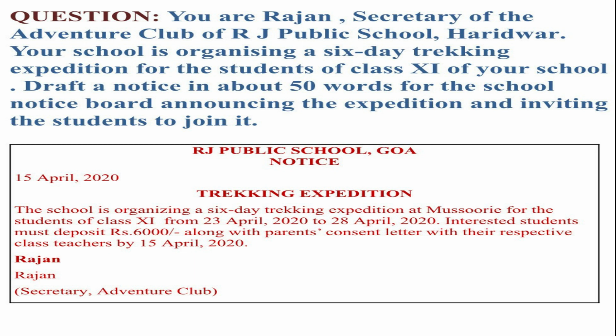You can start the notice in two ways. The school is organizing a 6-day trekking expedition, or you can write, the Adventure Club of your school is organizing a 6-day trekking expedition. Now comes the venue, Mussoorie, for the students of class 11 from, now the date. What are the dates over here? From 23rd April 2020 to 28th April 2020.